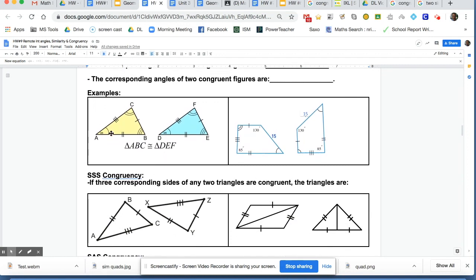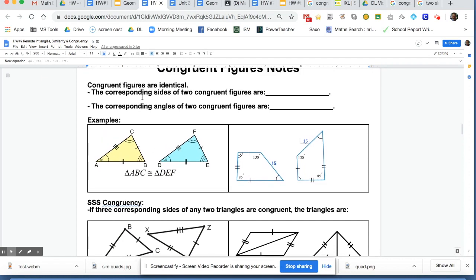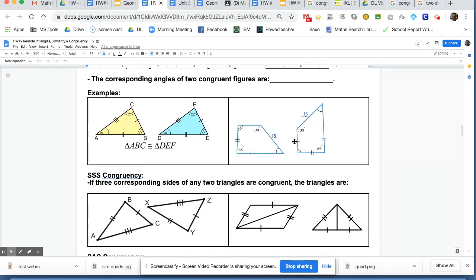So if two objects are considered to be congruent, this is the notation that we use for that. Triangle ABC is congruent with triangle DEF. And that means that the corresponding sides of congruent figures are congruent, and also the corresponding angles are congruent. Okay? So they're just identical figures.